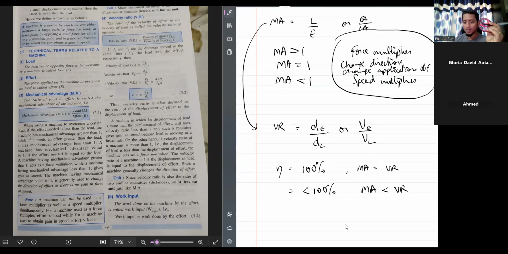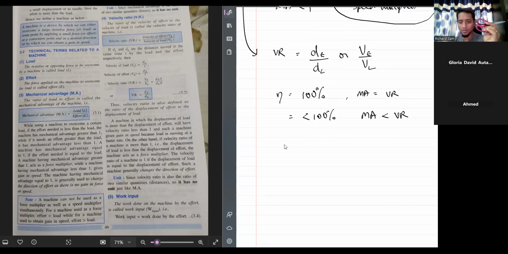Is that clear? So if you consider all these values, we have a formula for efficiency, which is mechanical advantage upon velocity ratio. And since efficiency is in percentage form, we have to multiply by 100. So that's the formula for efficiency. Mechanical advantage will always be lesser than velocity ratio. That is why efficiency is less than 100%. If both were equal, then what would be the efficiency?